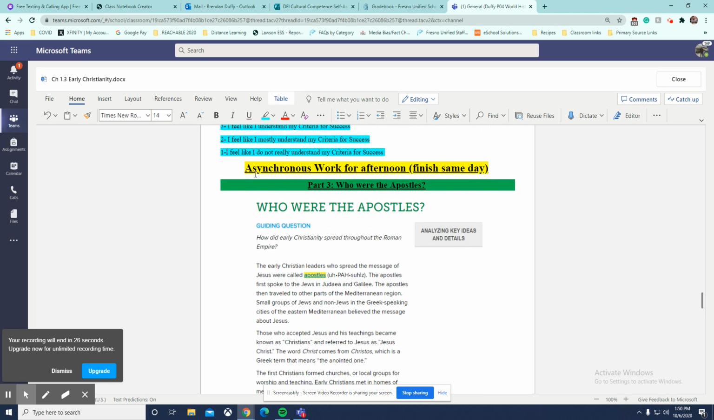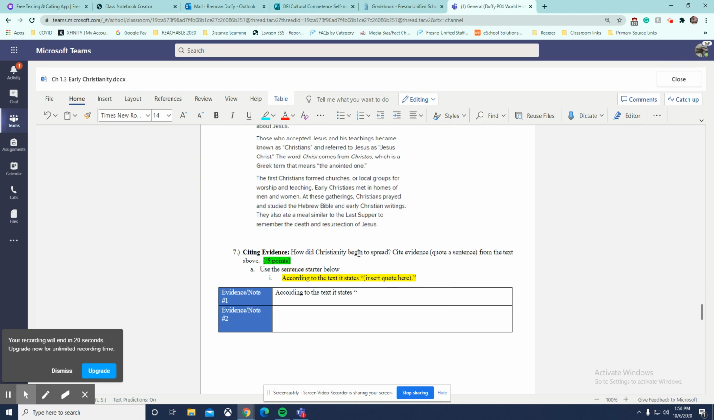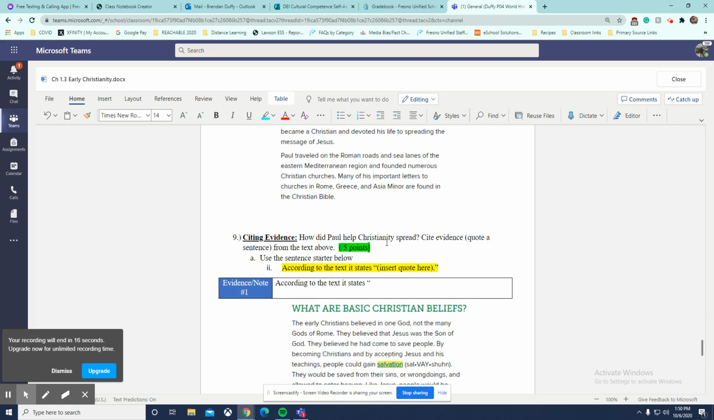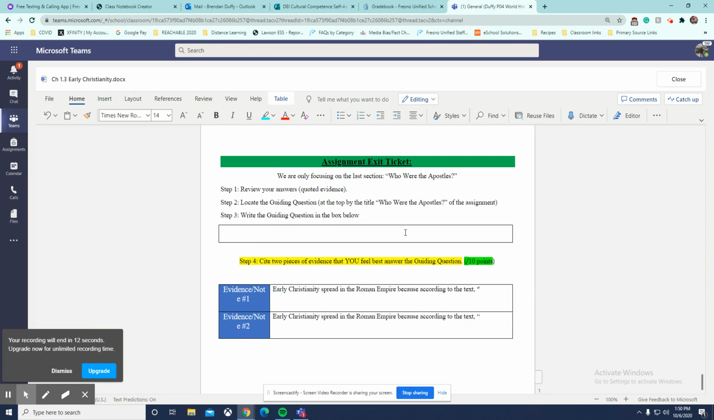So the rest is asynchronous work for the afternoon, meaning the rest of the day. You're going to read one more section. Who are the apostles? How did Christianity begin to spread? How did Peter help Christianity spread? How did Paul help Christianity spread? So these are, again, citing evidence. And at the very bottom, it's your typical finding the central idea. You're only focusing on that last section. Who were the apostles? Please follow the directions very carefully.